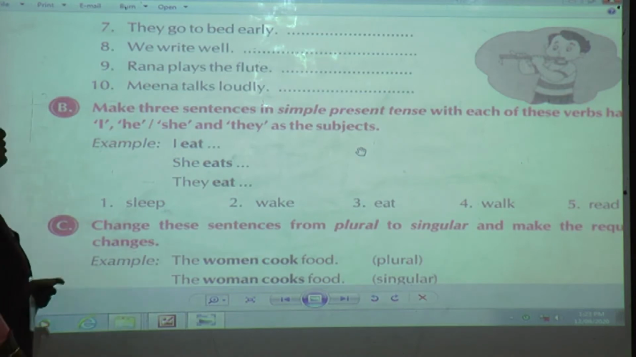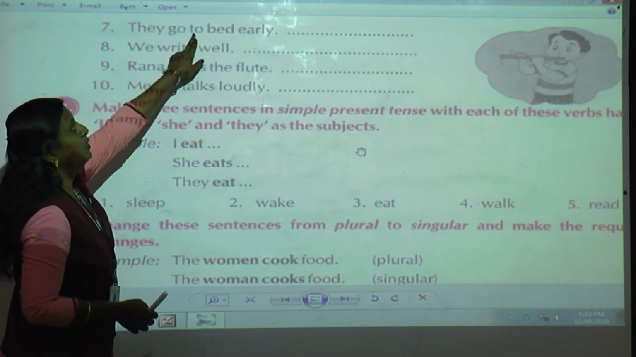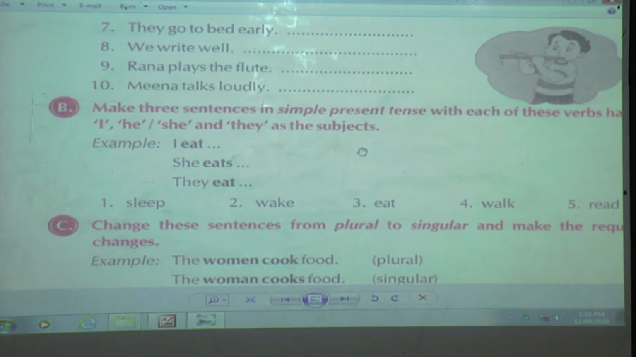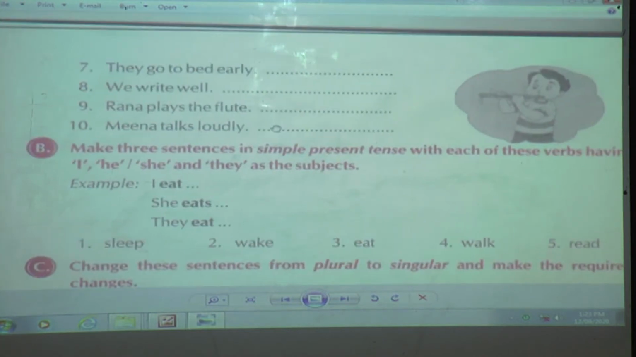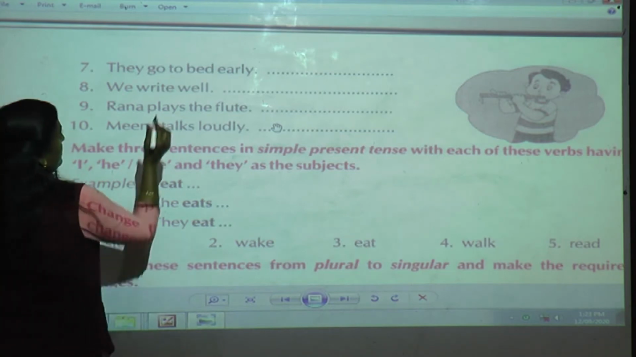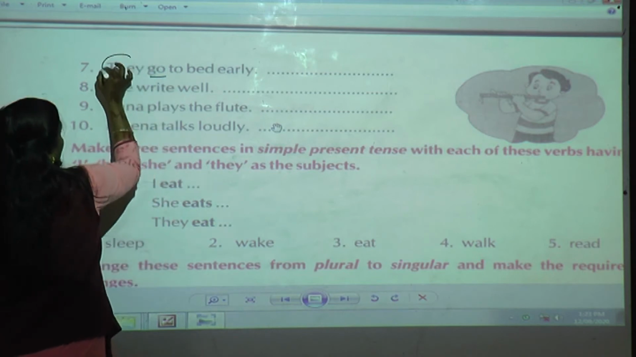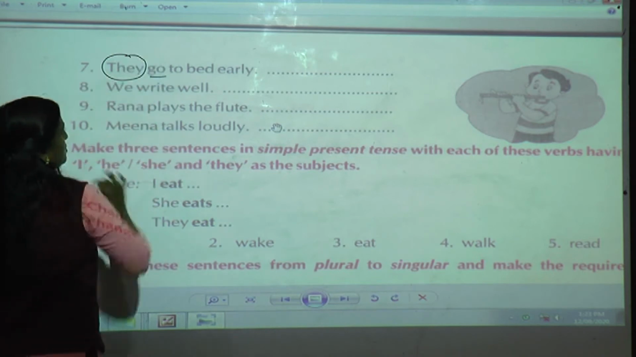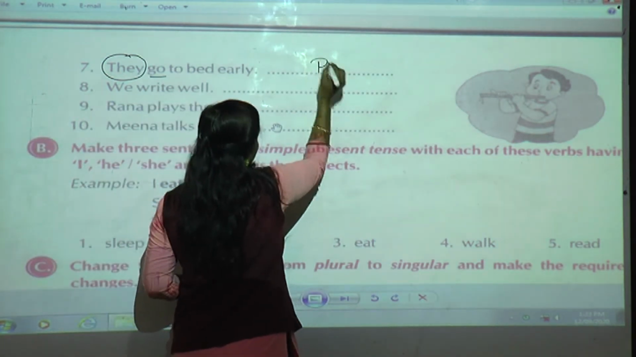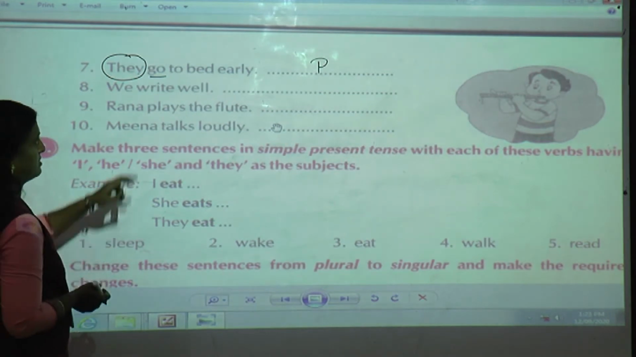Okay, they go to bed early. Again I'll repeat, they go to bed early. So what is the verb over here, students? Okay, it is go. So I am going to underline it. What is the subject? They. I am going to circle the subject. So they is what, singular or plural? They means many people are there, so that is plural. I will write P there. I hope that I am not fast.